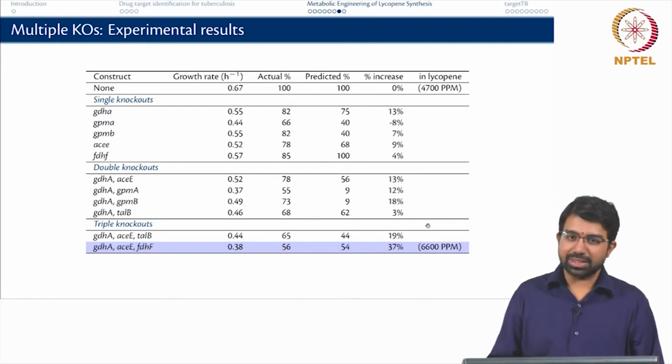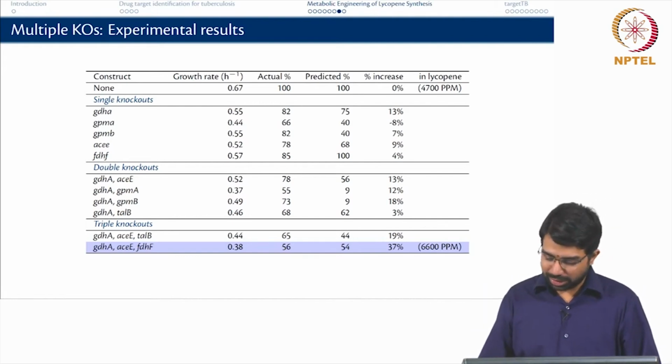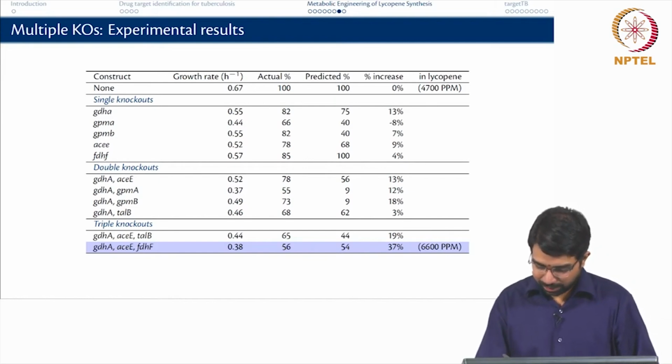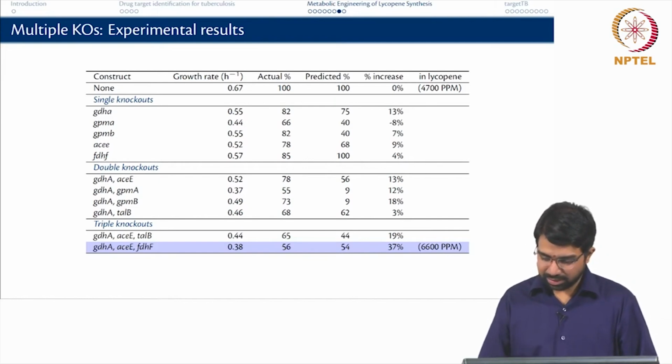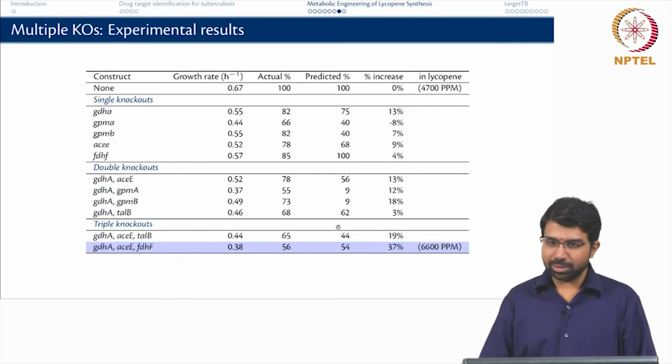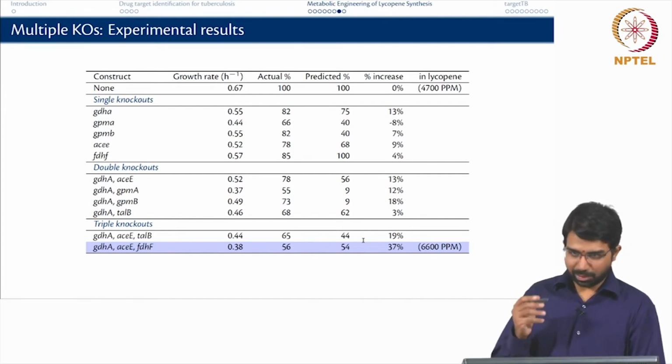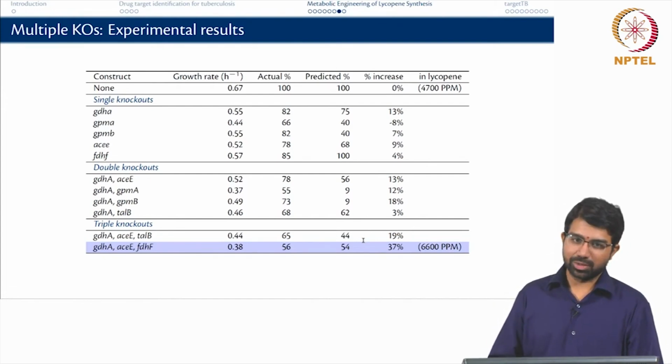So, this table is very interesting and this kind of summarizes the entire approach. So, it tells you that your predicted increase and actual increase will not match, may even vary in direction, but you are very likely to hit a good strain by doing this modeling, right. So, remember the model is wrong, but it is quite useful, right.